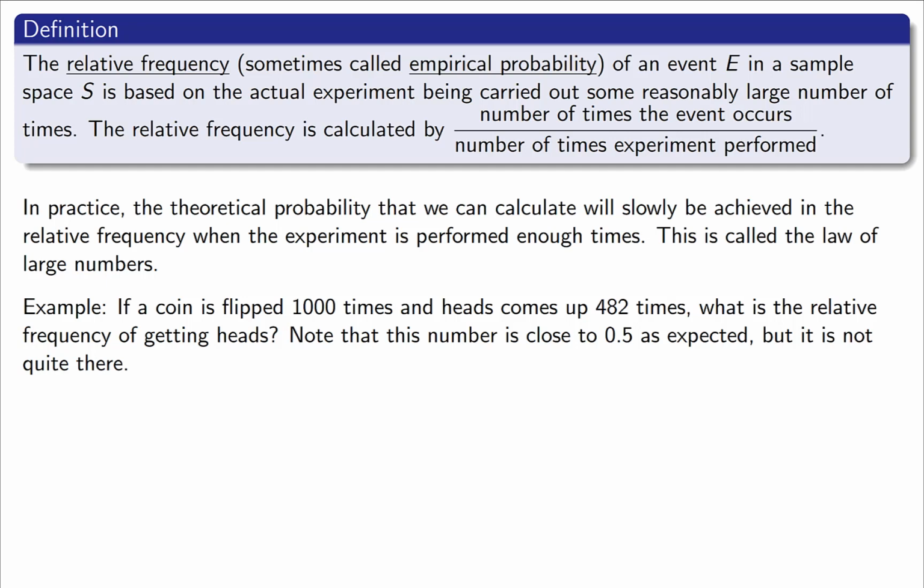For an example, suppose that a coin is flipped 1,000 times and heads comes up 482 times. What's the relative frequency? The event is getting heads, and there's 482 times that we got heads. We perform the experiment 1,000 times. So we get 0.482 for the relative frequency. If we were to say for a regular coin, we would say 1 out of 2 would be our probability, which is 0.5. However, it's not quite there, but it is close. The idea is the more we flip the coin, the closer and closer it will get to that 0.5 over time.